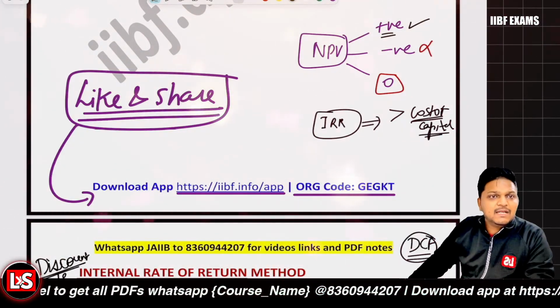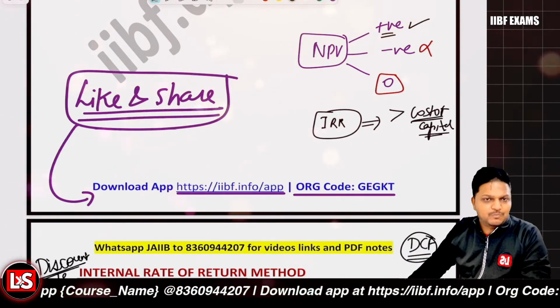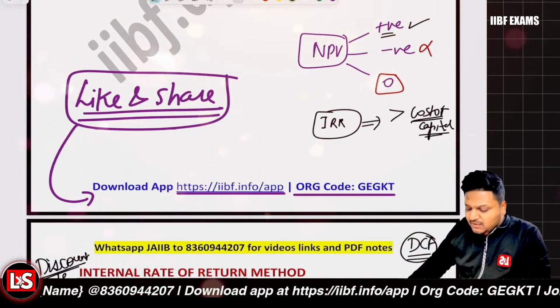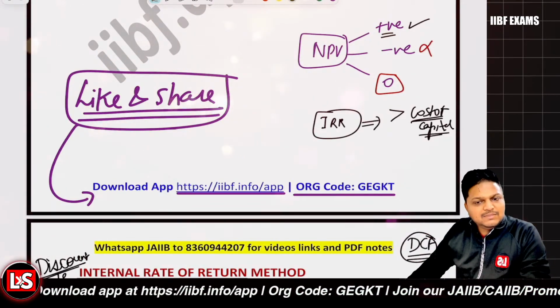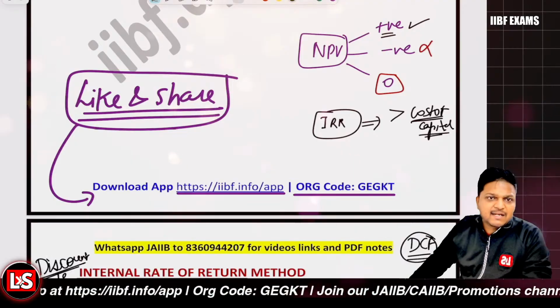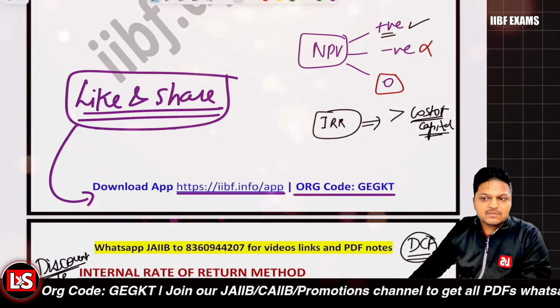Cost of capital is what? It is the minimum required rate of return. We discussed this in the previous chapter also. So if the IRR is greater than the minimum required return, then go for the project. If it is lesser than that, then leave the project. Clear?